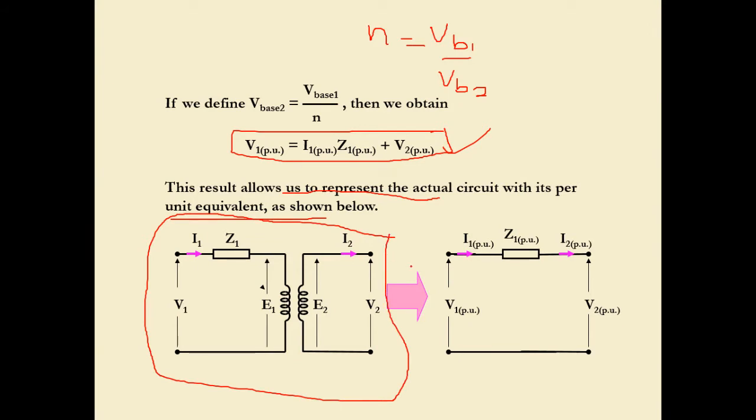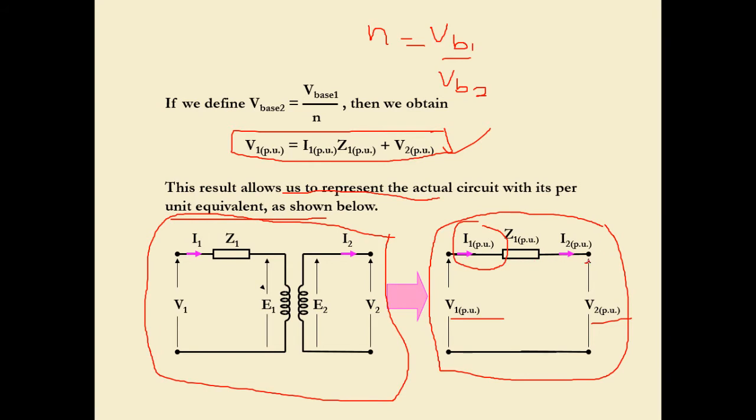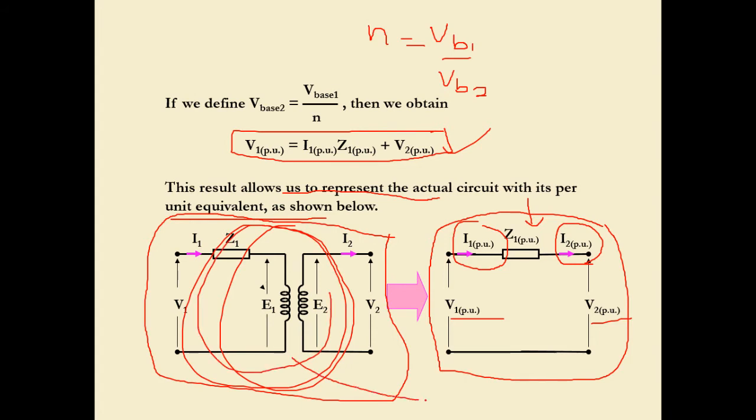Now we have proven that after a certain level of derivation, we are able to come up with a more simplified circuit, consisting of V1 PU as the input, V2 PU the output, as well as the incoming current I1 PU, the load current or output current I2 PU, as well as the per unit impedance Z1 PU. Just imagine, from this quite complicated circuit, we are finally able to come up with this much simpler, easier circuit.